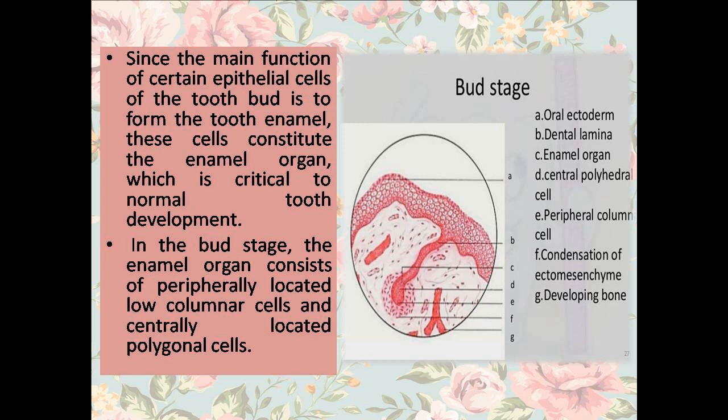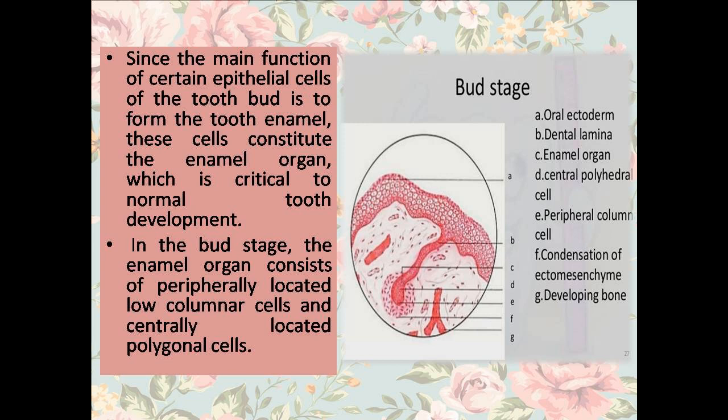Since the main function of certain epithelial cells of the tooth bud is to form the enamel, these cells constitute the enamel organ, which is critical to normal tooth development. In bud stage, the enamel organ consists of peripherally located low columnar cells and centrally located polygonal cells. Remember, you see only two types of cells in bud stage: one is your peripherally located low columnar cells and the other is centrally located polygonal cells.